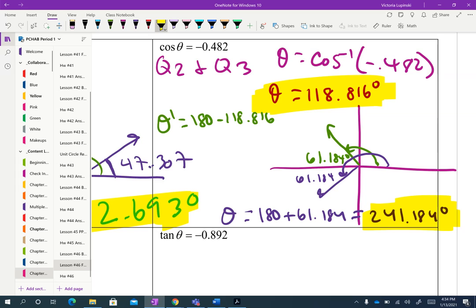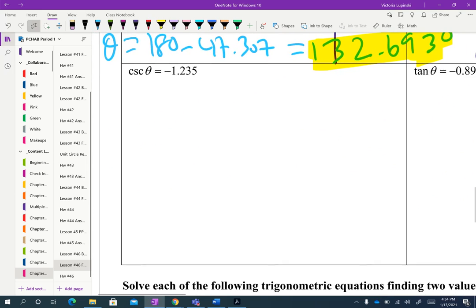So again, whatever answer comes out of the calculator, if it's in the first quadrant, it is already the reference angle, and you can use it to find other values. If what comes out of the calculator is not the reference angle, then you have to find the reference angle and then find the other quadrants. So let's go ahead then and try the next one.